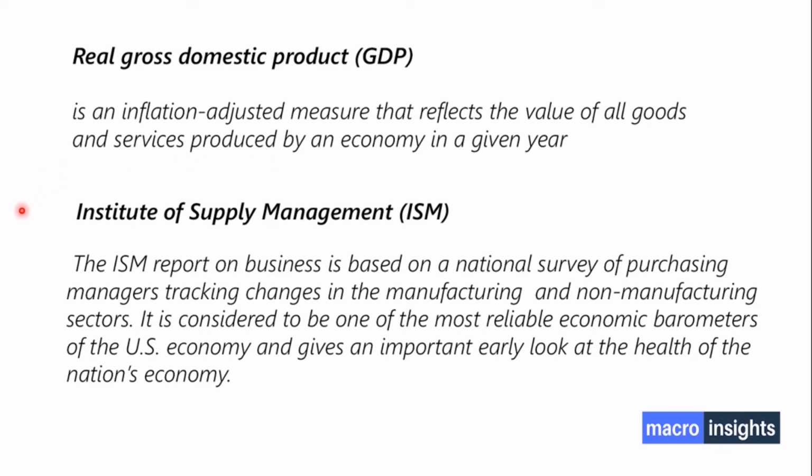The Institute for Supply Management, ISM, is the holy grail of the business cycle. A whole lesson is going to be on this report itself. It's very in depth and there's a lot in it. For right now, we're just going to take the headline number and use it as a macro indicator to determine where GDP is going, big picture. So the ISM report on business is based on a national survey. Again, more soft data here. This is all survey based. It's a national survey of purchasing managers tracking changes in the manufacturing and non-manufacturing sectors.